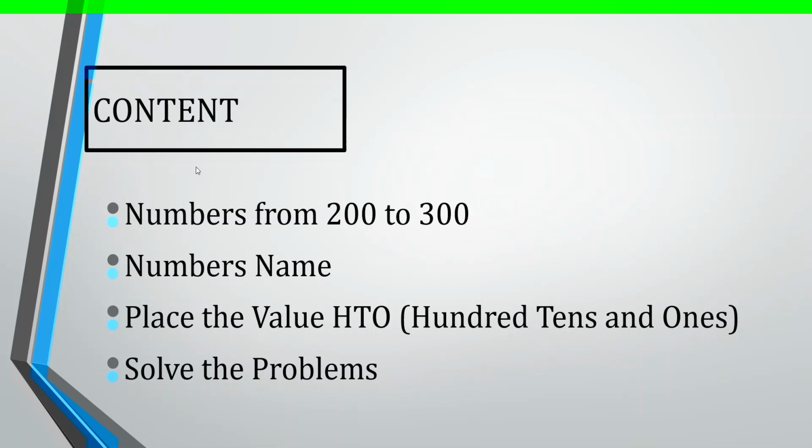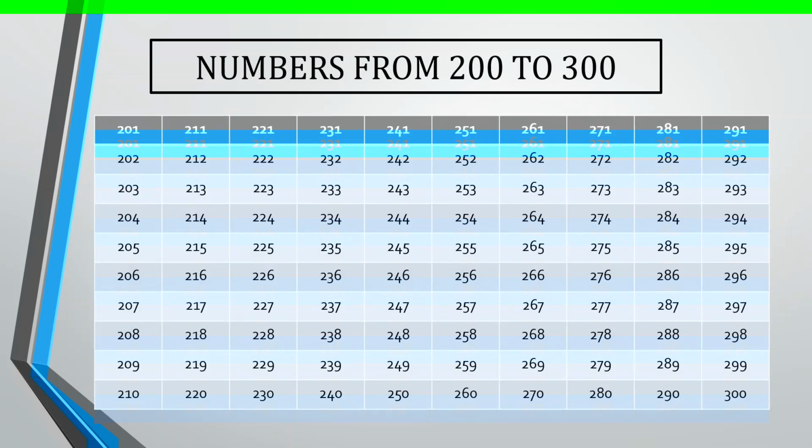Here we are sharing the contents: numbers from 200 to 300. Next point, numbers name. Place value HTO, that means hundreds, tens and ones. You have to identify the numbers by hundreds, tens and ones. And last point, you can solve some problems of the numbers 200 to 300. Let's begin with the numbers from 200 to 300.